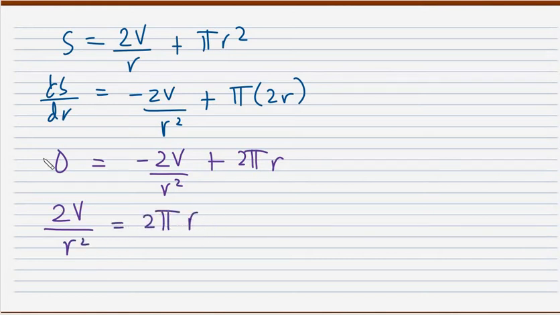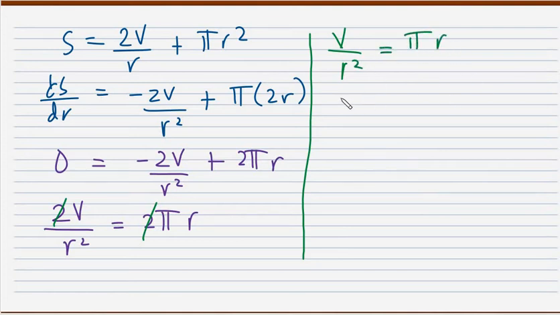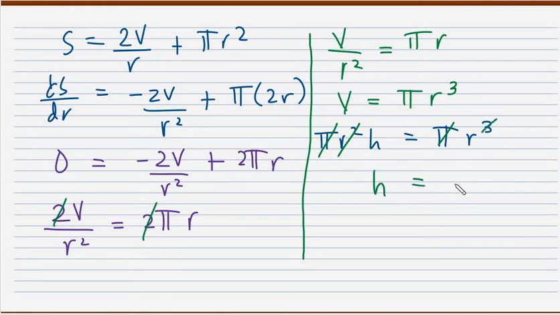We can see that we can cancel out 2. We now have V over r squared is equal to pi r, or V is equal to pi r cubed. But V, the volume, as I've told you, is equal to the area of the base, pi r squared, times the height. So it is equal to pi r cubed. Pi cancels out, r squared will also cancel out, and we are left with this proportion, or this answer.